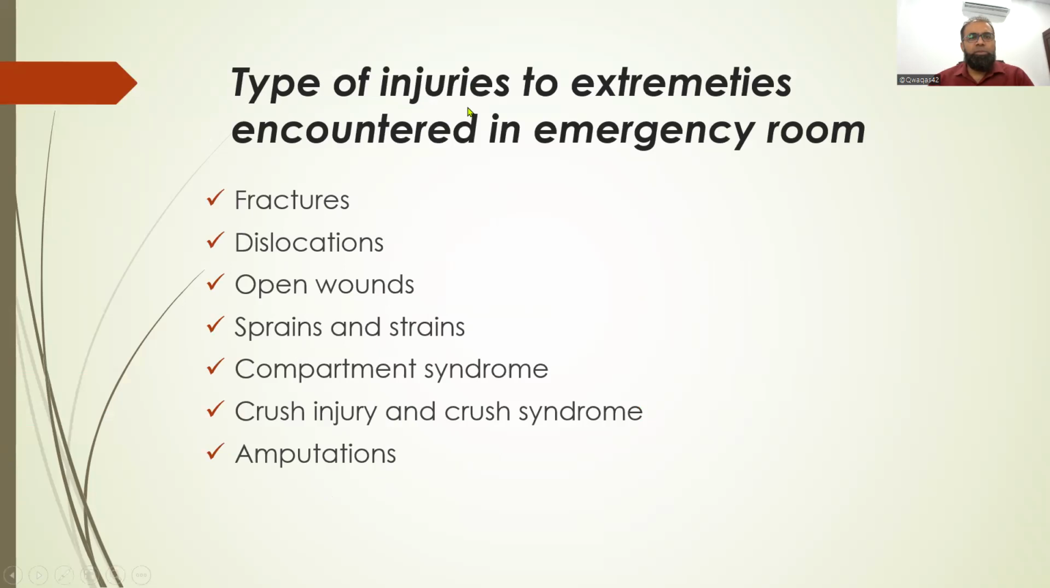There are different types of injuries that you encounter when you are dealing in the emergency department. That can be fracture, dislocation, open wounds, and you can have a compartment syndrome or a patient with a crush injury, and you can even have patients with amputations like in Toka injury or glass injuries. You can have a nerve injury and other tendon injuries as well.